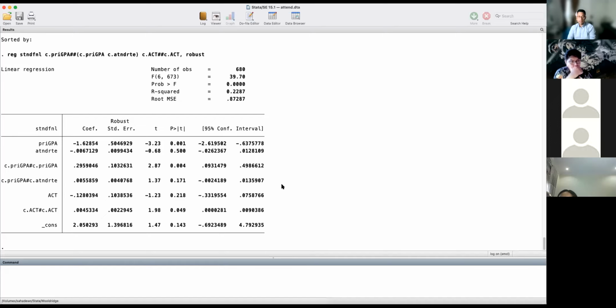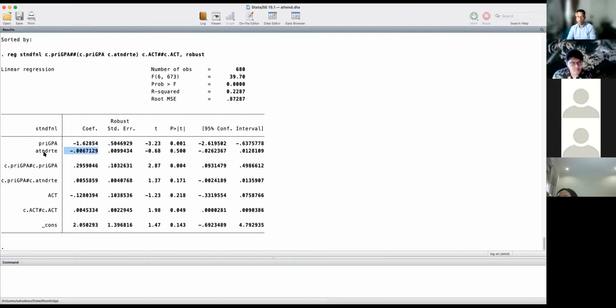And so this is the result of the regression. Okay, so I'd like to have everyone pay attention on this estimated coefficient for the attendance rate. What is the estimated coefficient? So the estimated coefficient is going to be the marginal effect of an increase in the attendance rate on final test score among individuals with zero prior GPA. Okay, so this is the interpretation.